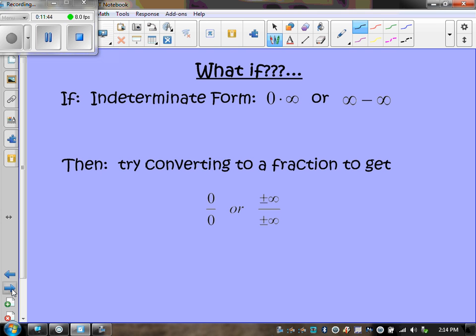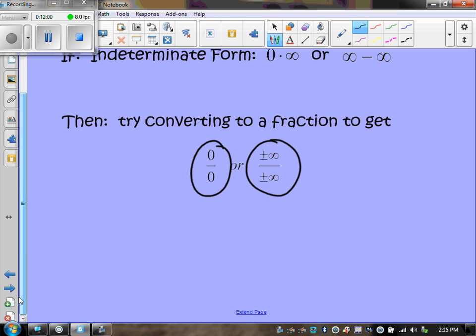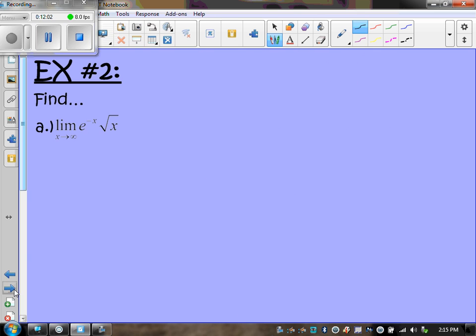And so what we're going to try to do is convert them into fractions, to try to get them to look like this or like this, and then we can do L'Hopital's. Okay? So instead of doing a 0 times infinity, we're going to try to get it to look like a fraction, and then we do our L'Hopital's from the last couple of examples. So let's try some problems.